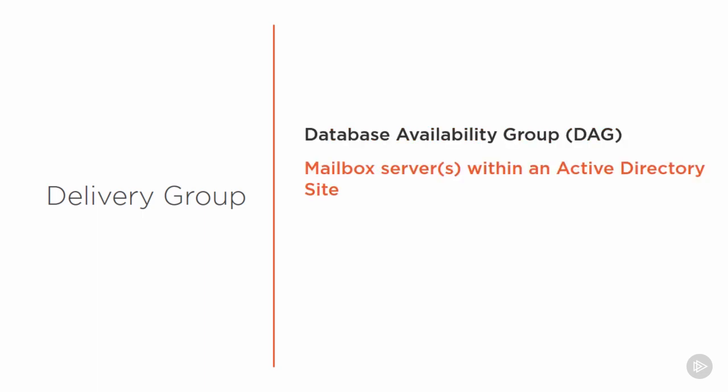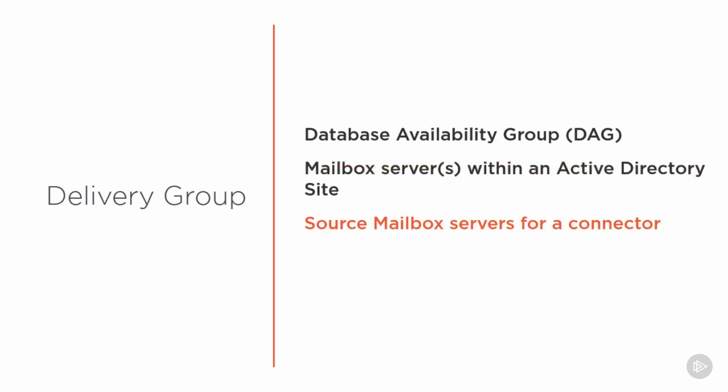Each routing destination has one or more mailbox servers that are responsible for delivering messages to that destination. Those servers are referred to as a delivery group. A delivery group could be a database availability group, or DAG. The DAG members are considered the delivery group for any mailboxes that are hosted within that DAG. A group of mailbox servers in an Active Directory site is also potentially a delivery group. If a mailbox is not hosted in a DAG, then any of the mailbox servers in the same site as the mailbox itself are used as the delivery group.